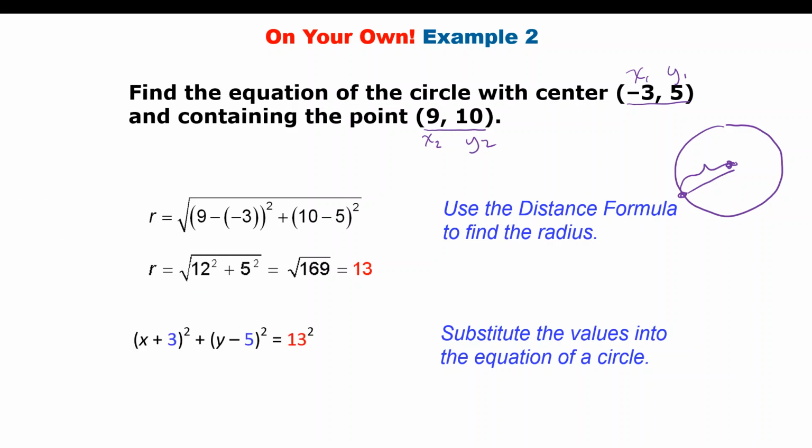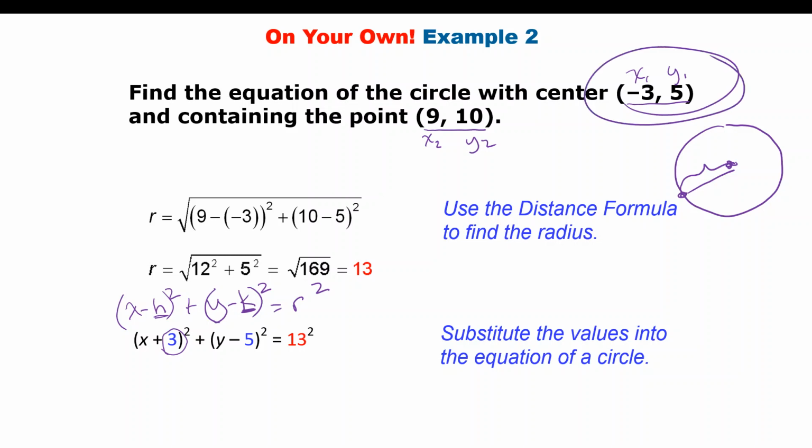And remember, it's going to be x minus h squared plus y minus k squared equals the radius squared. All right, and h and k are going to be the center points of our circle in this case. So once we go ahead and square 13, we end up with x plus 3 squared plus y minus 5 squared equals 169. And notice, since we subtracted this, we just have to see that our center is going to be x equals negative 3 and y equals 5, which is what we had to begin with.